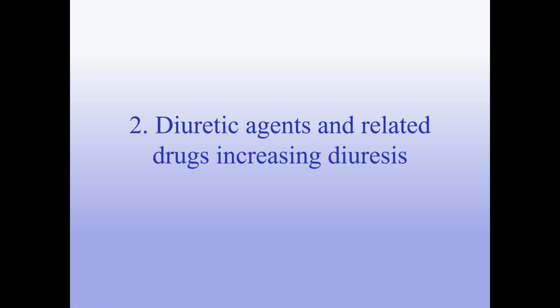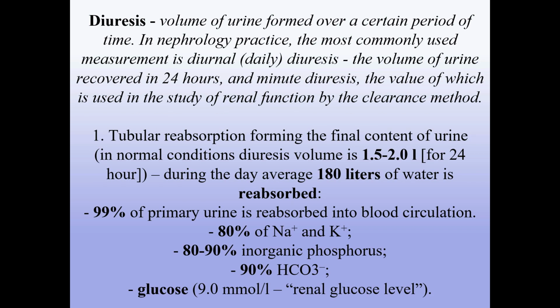The next part of our lecture is diuretic agents and related drugs increasing diuresis. Diuresis is the volume of urine formed over a certain period of time. In nephrology practice, the most commonly used measurement is daily diuresis, the volume of urine recovered in 24 hours, and also minute diuresis, the value of which is used in the study of renal function by the clearance method.